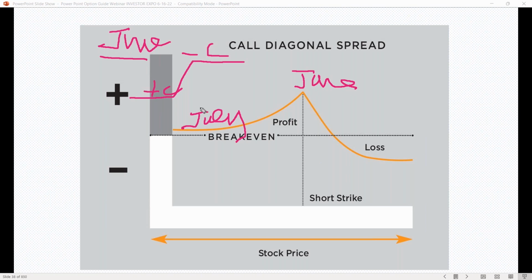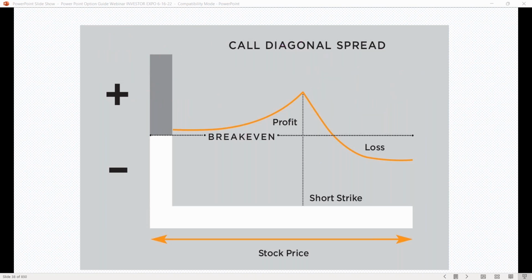So we're maybe long the 100 out here in July and then short the 105 in June. So we get that added benefit of that theta decay. So kind of like a debit spread, but with different option series to take advantage of more accelerated theta decay on the short strike. So really great trading advantage there.